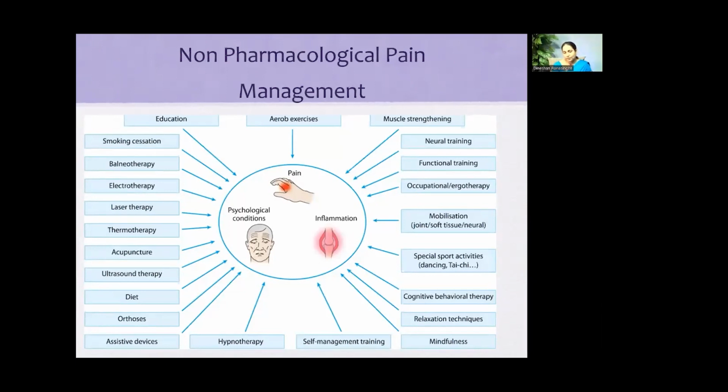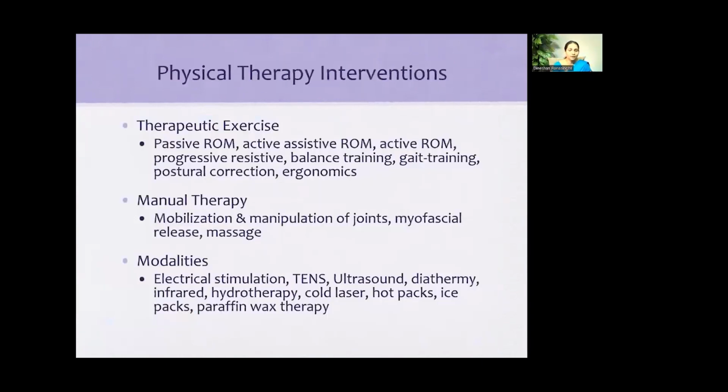Now we know a lot of our patients undergo these non-pharmacological pain management strategies. If we look at physical therapy interventions, we know that they can receive therapeutic exercises, passive range of motion activity, then active assistive range of motion exercises, active range of motion exercises where the patient themselves would be doing the exercises. Passive is where the therapist will be moving or doing the movements. Then we apply some resistance and ask the patient to do progressive resistive exercises, balance training, gait training, postural corrections, ergonomics. These are very important in managing pain in musculoskeletal conditions. Manual therapy, for example, mobilization.